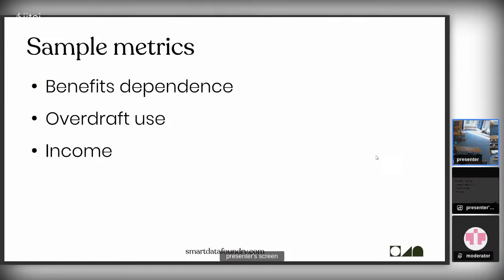So some of the sample metrics that we've been looking at are things around benefits dependence. So this relates quite closely to the things we've seen on the SIMD. Some things on overdraft use, I have opinions on overdraft use, but it does seem to work quite well. And also some things on income. So rather than purely relating things to deprivation or benefits, it's asking, well, what is the average income within this area? And we can use those kinds of things potentially for workforce planning.